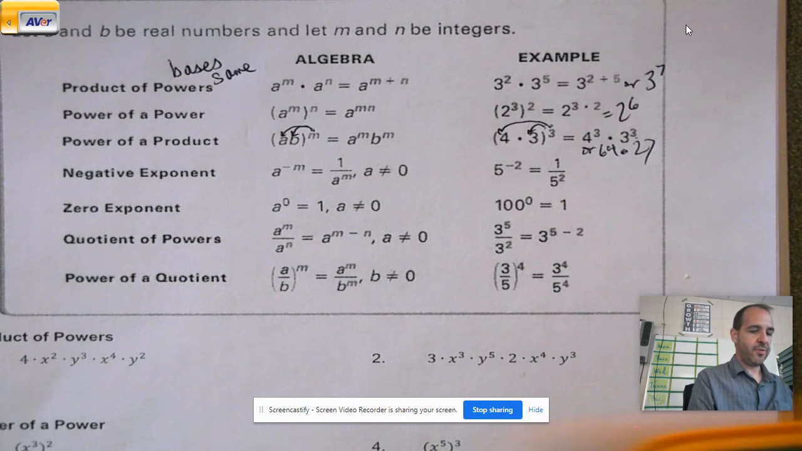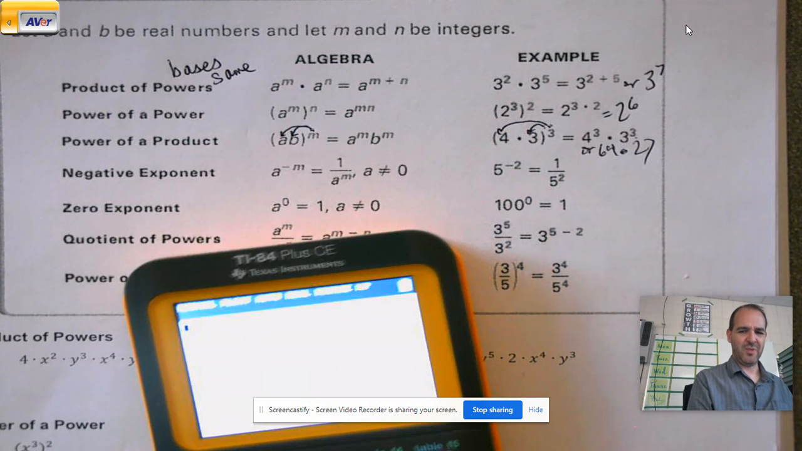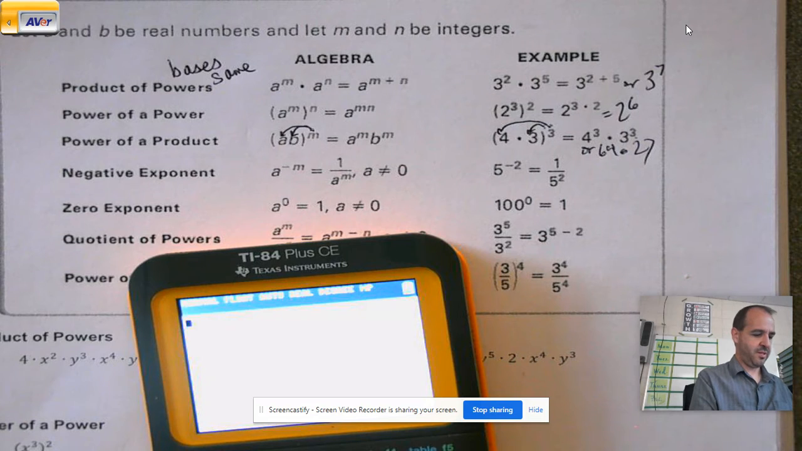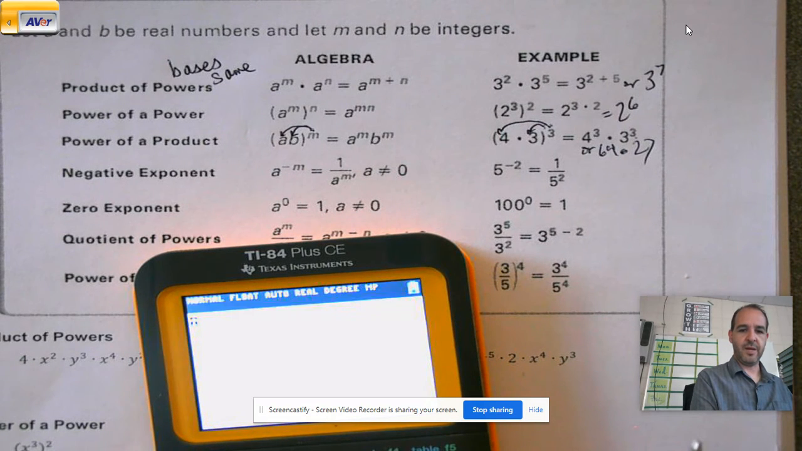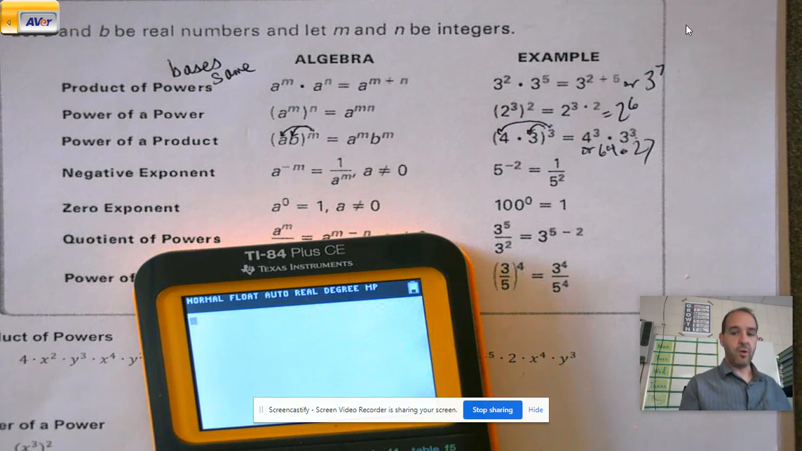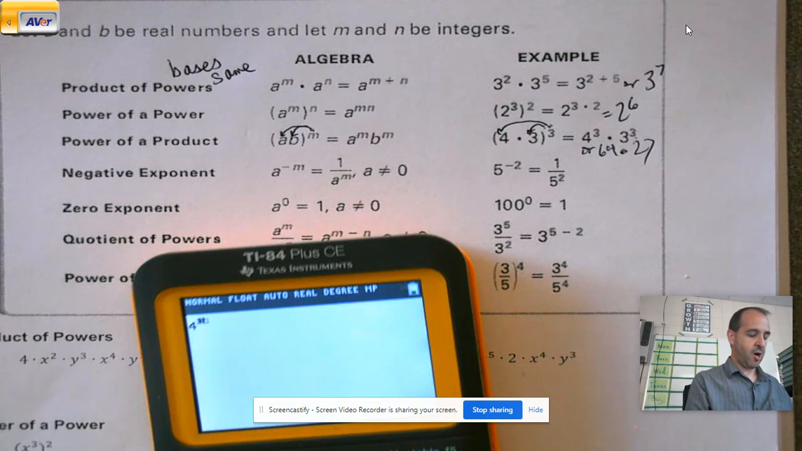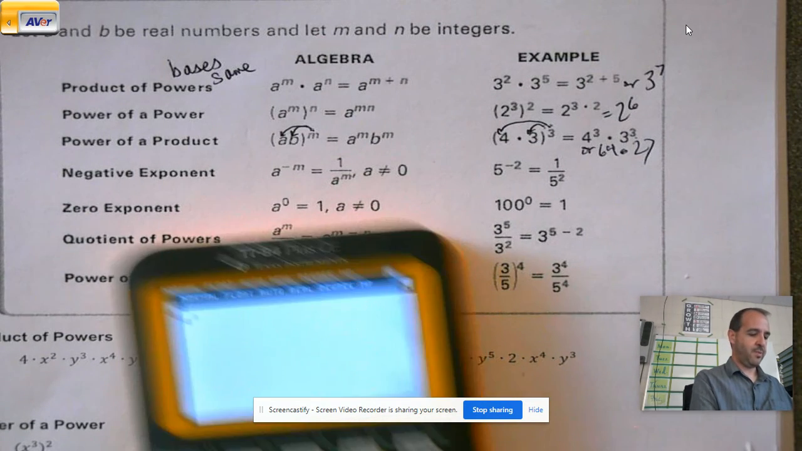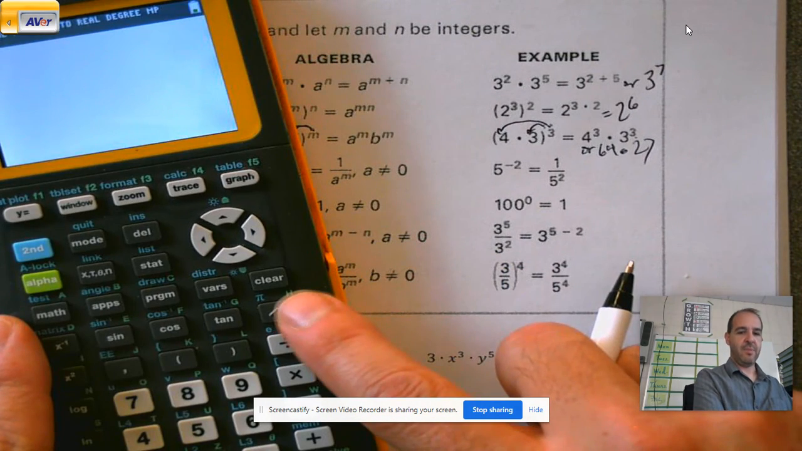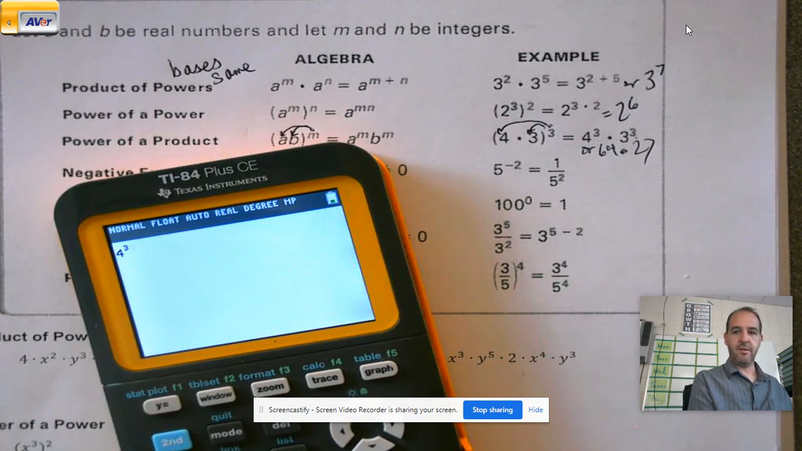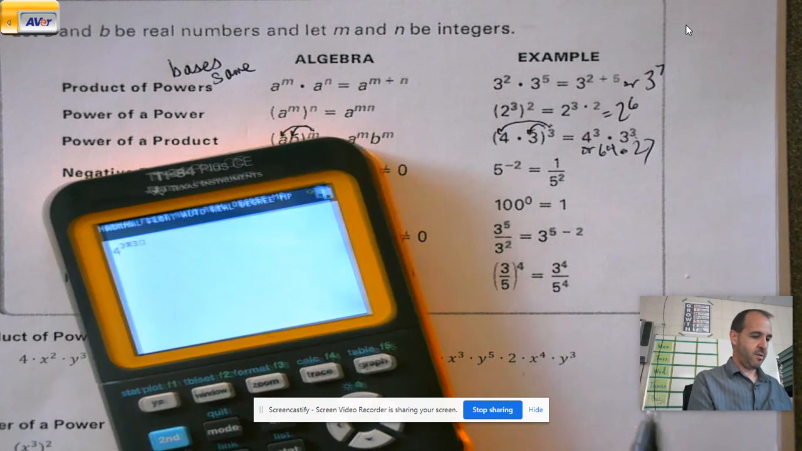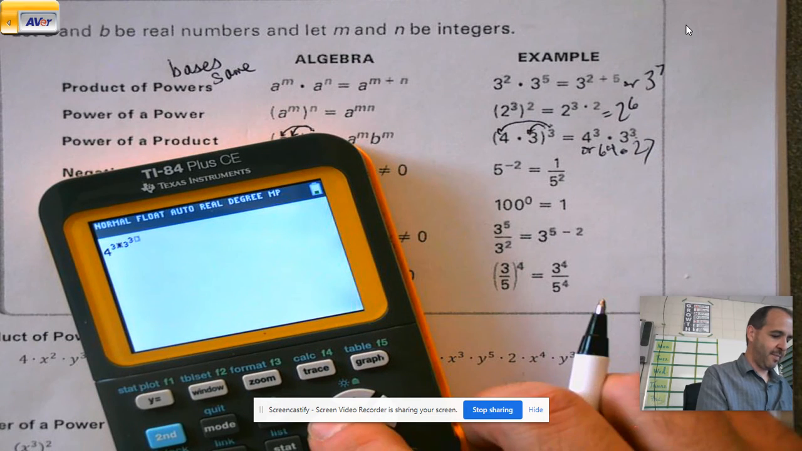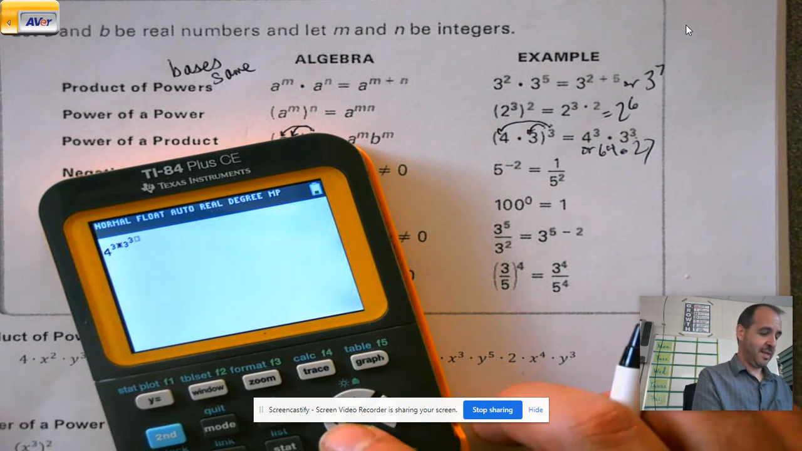So if I go through, try not to get too much of a glare for those of you at home. Let's turn this down a little bit. So if I do 4 to the 3rd, and again, you're like, hey, how'd you do the exponent thing again? Caret button, that's my exponent button. Times 3 to the 3rd. Oh dear, that's all kinds of bad. I just learned a lesson. Lesson learned here.